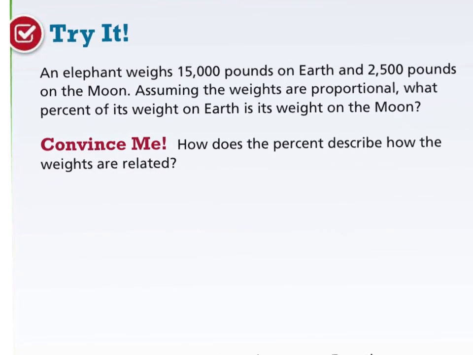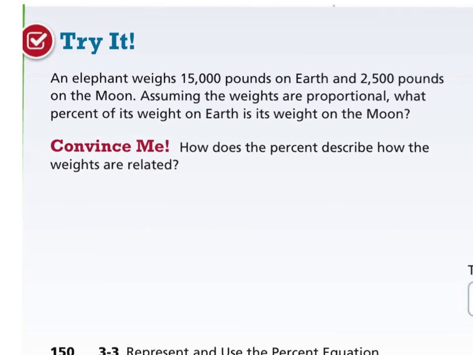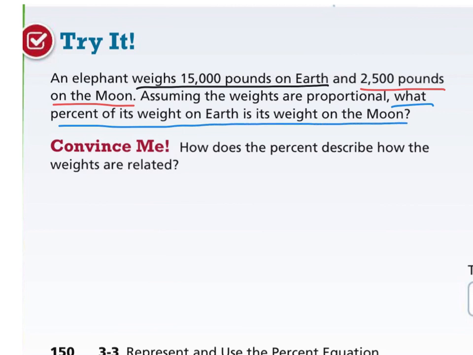So on the try it, an elephant weighs 15,000 pounds on Earth and 2,500 pounds on the moon. Assuming the weights are proportional, what percent of its weight on Earth is its weight on the moon?